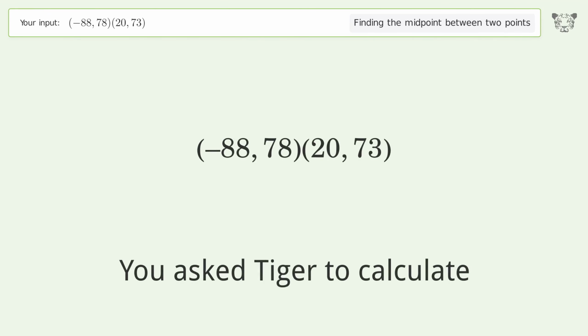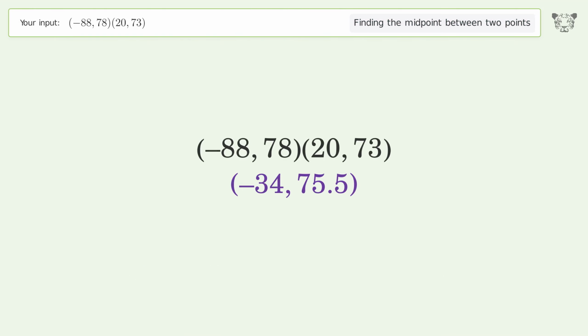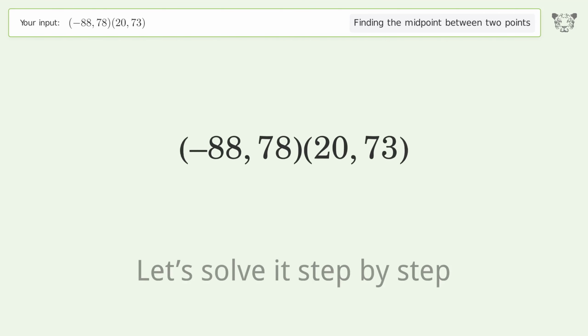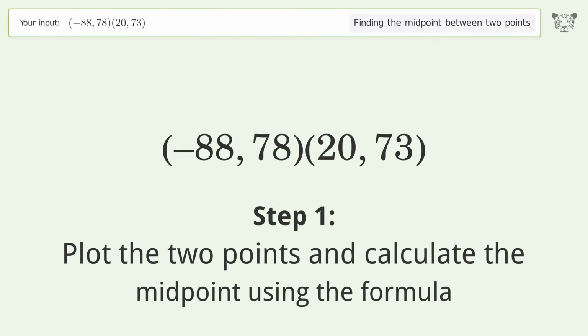You ask Tiger to calculate. This deals with finding the midpoint between 2 points. The midpoint between the 2 points is negative 34, 75.5. Let's solve it step by step. Plot the 2 points and calculate the midpoint using the formula.